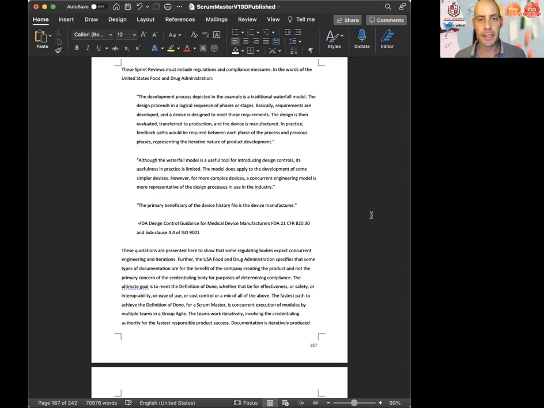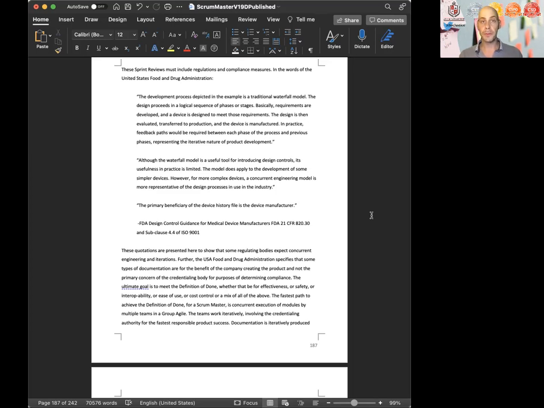"Although the waterfall model is a useful tool for introducing design controls, its usefulness in practice is limited. The model does apply to the development of some simpler devices. However, for more complex devices, a concurrent engineering model is more representative of the design processes in use in the industry." What's being said here is concurrent engineering, where you have plan, analyze, build, test, deploy simultaneously, and the phases don't end, which is part of what Tesla does now. That's what's actually happening. And the FDA is saying that's legal, that's allowed.